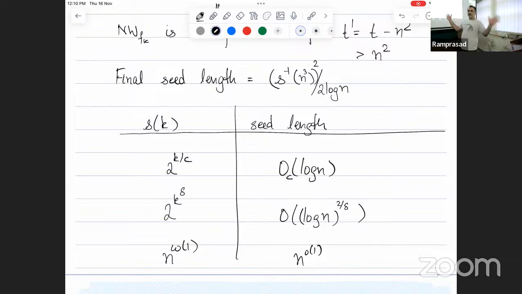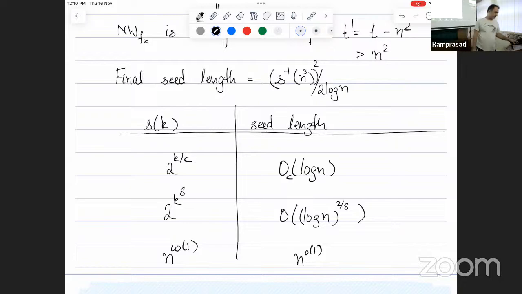And this finally completes the Nisan-Wigderson theorem. It basically tells you that if you give me a family that is hard enough, depending on what hardness you are able to provide, I will give you a pseudo-random generator. In the best case scenario, if your family is exponentially hard, like 2 to the delta k for some delta, then the pseudo-random generator has seed length logarithmic in it.